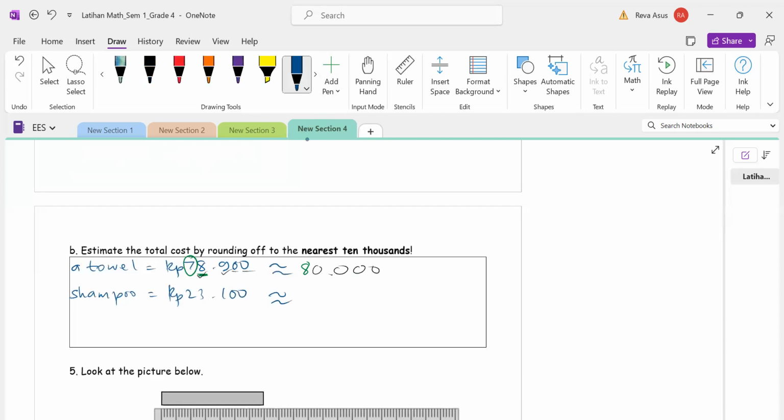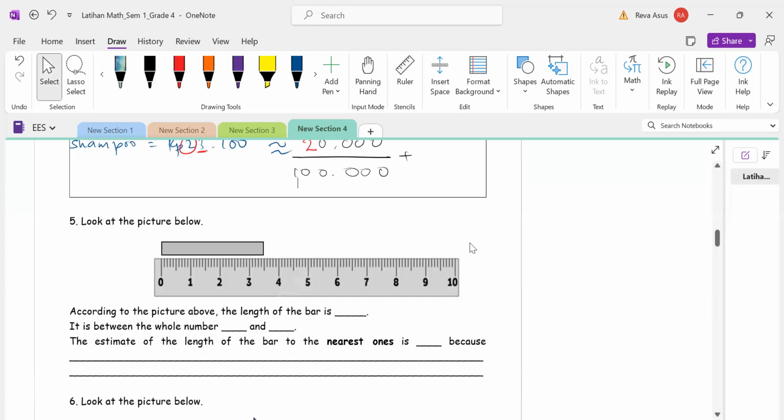Next for shampoo, the 10,000s digit for the shampoo price is 2. Would the 2 be changed or not? Let's take a look at the thousands digit. The digit is 3, which is less than 5. So the 10,000s digit here doesn't change. It keeps 2. And then the rest became 0. We can add them: 0, 0, 0, 0, 8 plus 2 is 10. So this is the estimate of the total cost by rounding off to the nearest 10,000s. All right. Next, number 5.